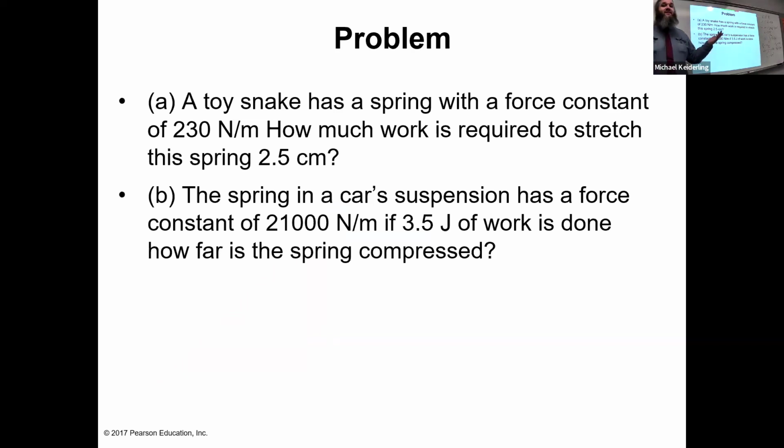So here, if we have a toy snake, it has a spring with a force constant of 230 newtons per meter. How much work is required to stretch the spring to 2.5 centimeters from equilibrium? So would this be the bottom equation? This would be this one. This will be the positive. Yeah, the positive. So this is the work required, as opposed to the work done by the spring. The toy spring snake will do an equal and opposite amount of work. Because in the end, nothing's moving.